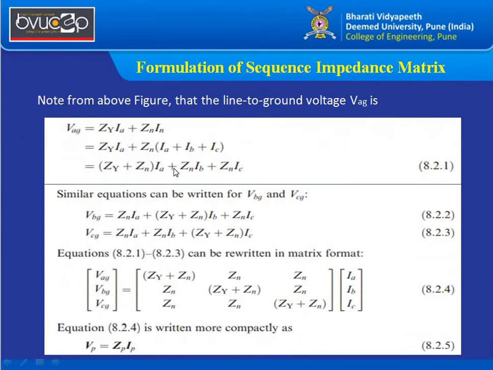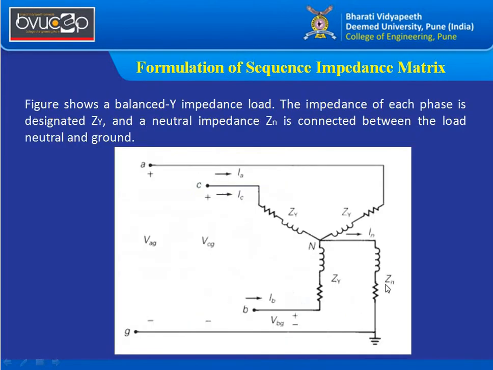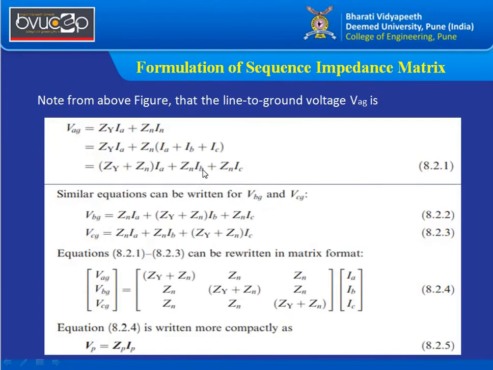Then we have Zn into In, the current flowing through the neutral. The neutral current is nothing but the total current coming from IA, IB and IC, because all three are incoming and this is outgoing. So by simple KCL we replace In by this quantity. When you open the bracket we get this particular equation. Similarly, for phases B and C we get the same kind of equation.